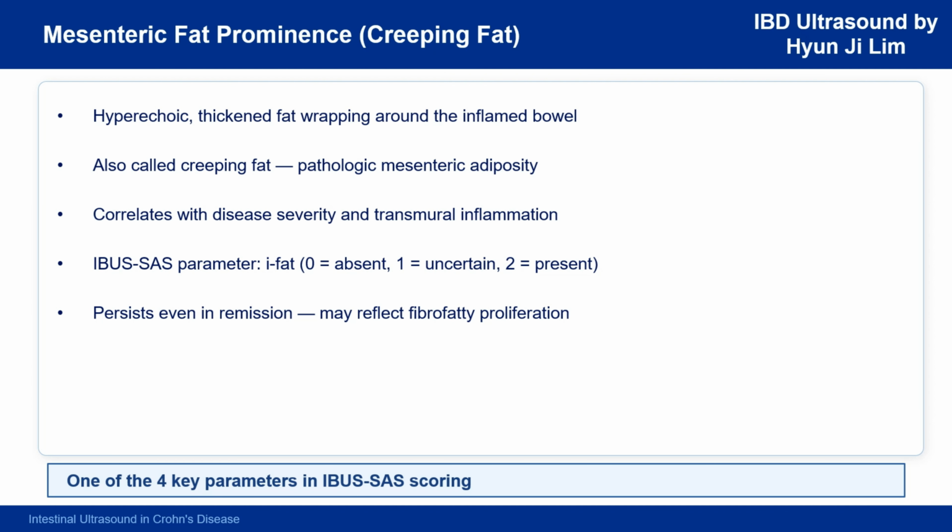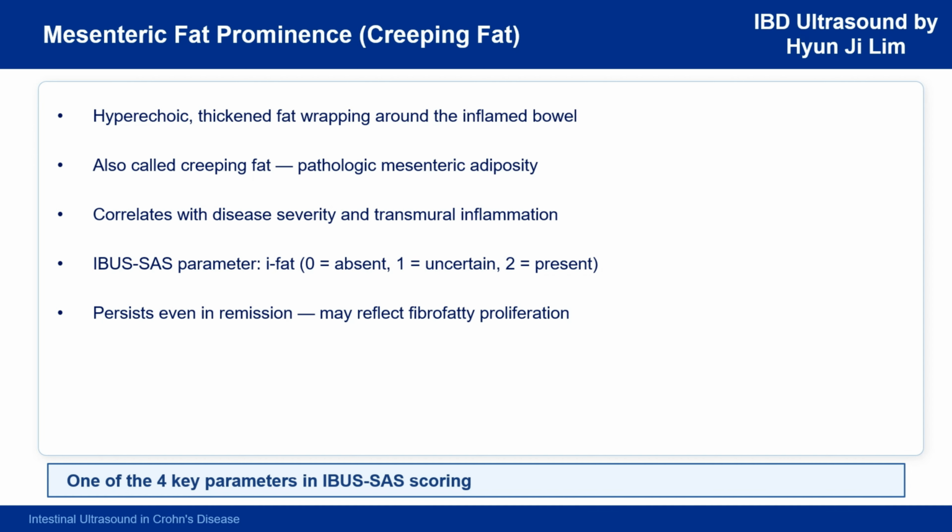On intestinal ultrasound, creeping fat appears as hyperechoic and thickened mesenteric fat wrapping around the inflamed bowel segment. This is not just a nonspecific surrounding change. In Crohn's disease, creeping fat reflects pathologic mesenteric adiposity and is closely related to transmural inflammation. It can also correlate with disease severity, especially when it is prominent around the thickened and inflamed bowel segment.